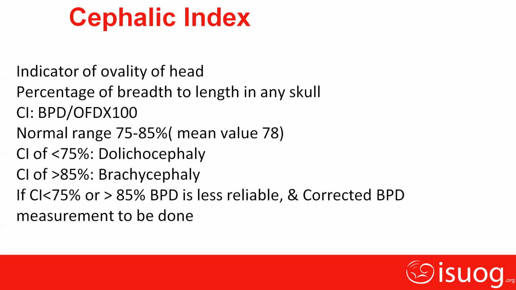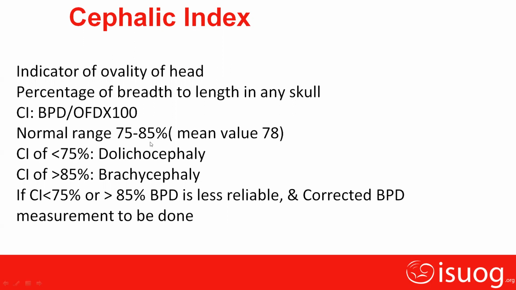If the cephalic index is less than 75, it is a dolichocephalic head, and if the index is more than 85, it is brachycephalic. What is the importance of the cephalic index? If the cephalic index is less than 75% or more than 85%, the BPD estimation is less reliable. Then we have to go for the corrected BPD measurement. So that's why we have to find out the cephalic index, not only to diagnose whether it is dolichocephalic or brachycephalic, but also to diagnose what is the corrected BPD.